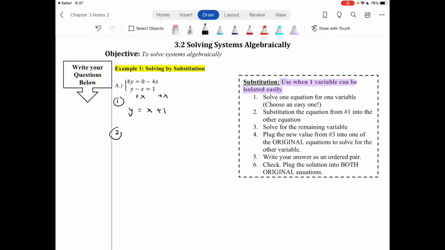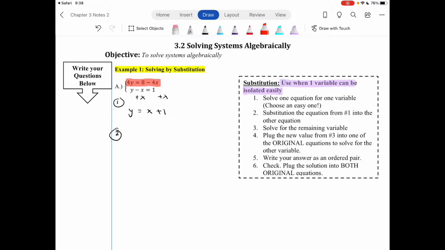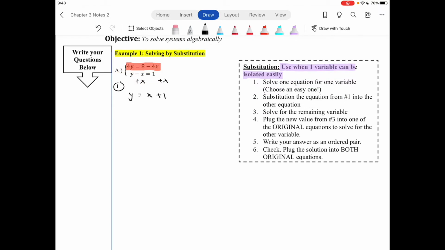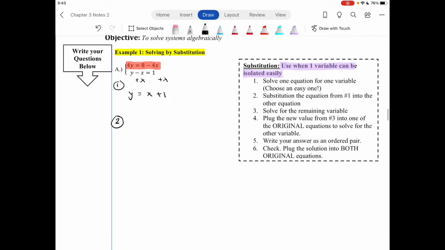Then our second step says we are going to substitute the equation from the first step into the other equation. Here is our other equation, the one that we haven't used yet. We can start off step 2 by rewriting the other equation, which was 4y equals 8 minus 4x. Now this is where the substitution comes in. In step 1, we said y is the same thing, or it's equal to x plus 1. That means we can replace y in our other equation with x plus 1. This now will become 4 times (x plus 1) is equal to 8 minus 4x.